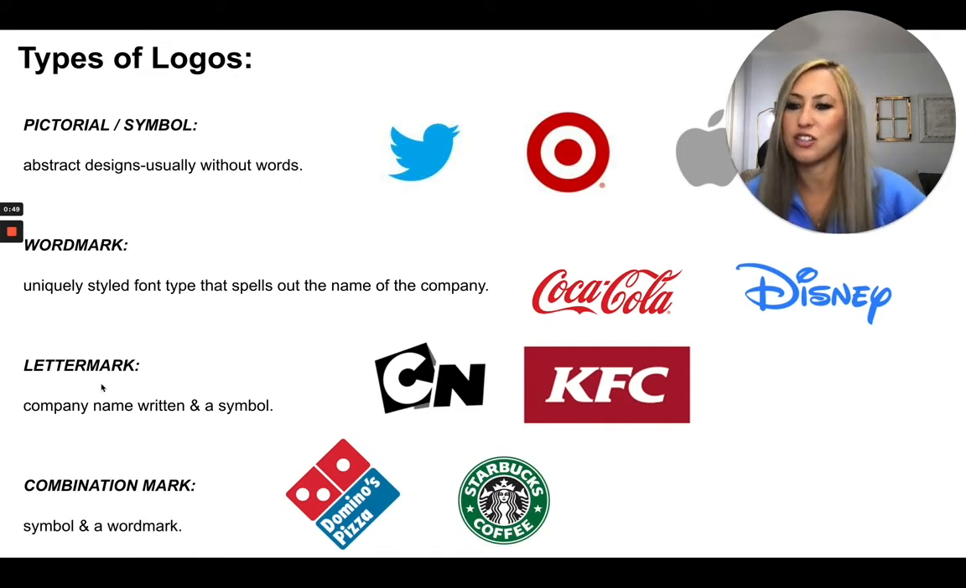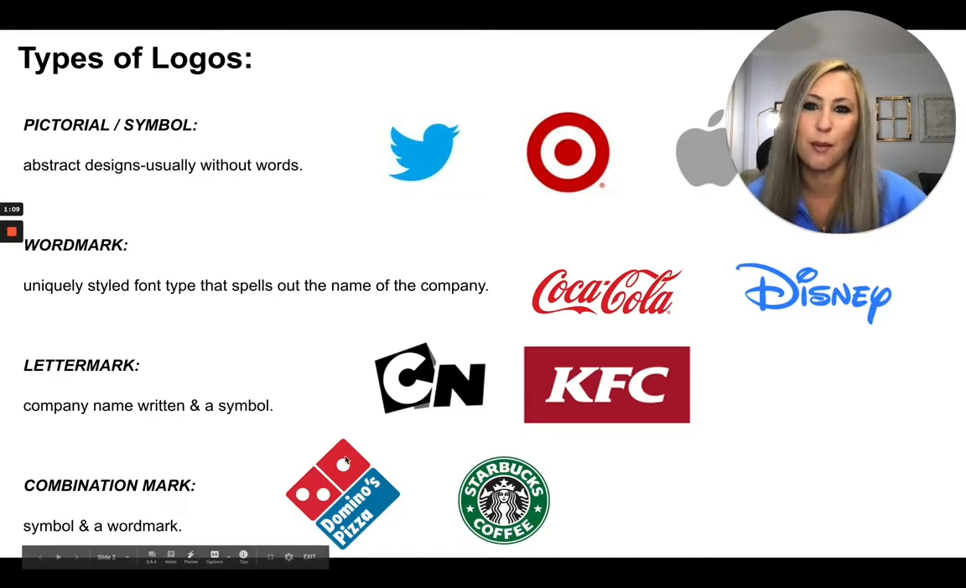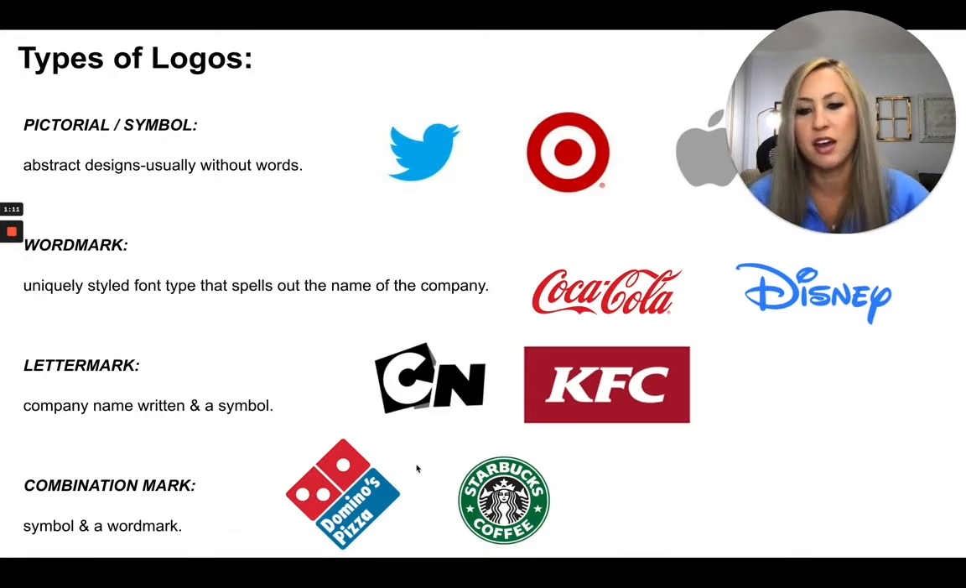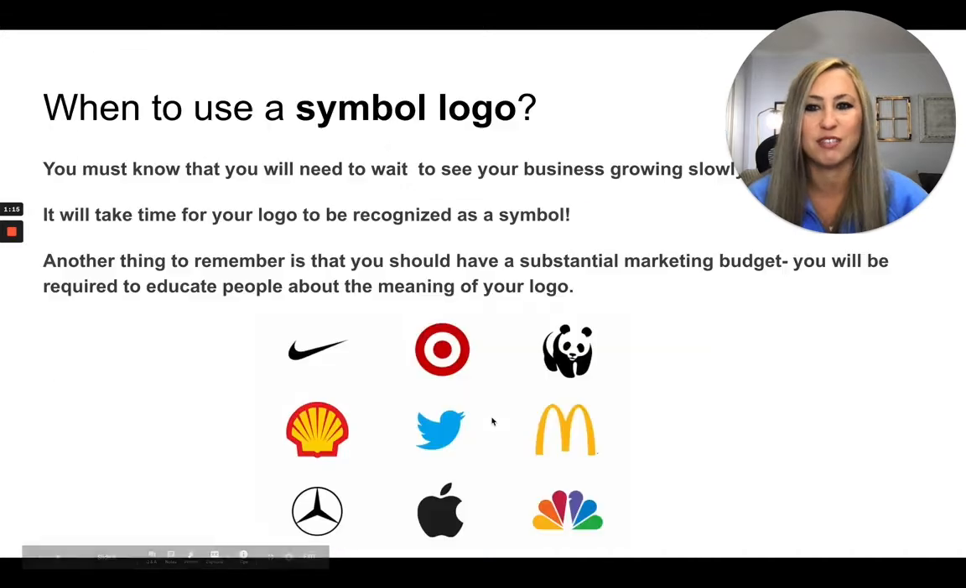The next one is your lettermark. So that is an abbreviated version of the name of your company, just the letters that would spell it out and potentially a symbol. So you can see Cartoon Network and KFC, Kentucky Fried Chicken. And our last type here of our major types is a combination mark, where it's going to combine both a symbol and a wordmark. Examples are Domino's Pizza as well as Starbucks Coffee.